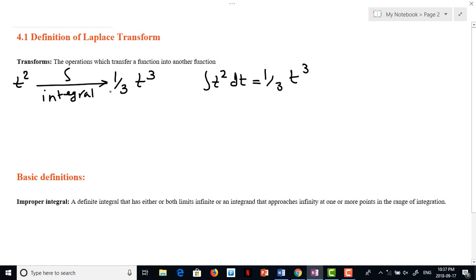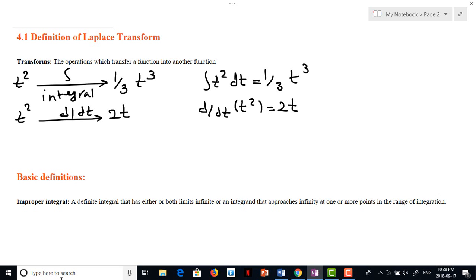Another transform that you had in the past is the derivative. For example, if you apply the derivative to the same function t squared, the transform that we have is d over dt, so you will end up with another function which is 2t. In fact, d over dt of t squared is equal to 2t. So you can see again, you have one transform, which is the derivative. It transfers one function, t squared, to another function, 2t.